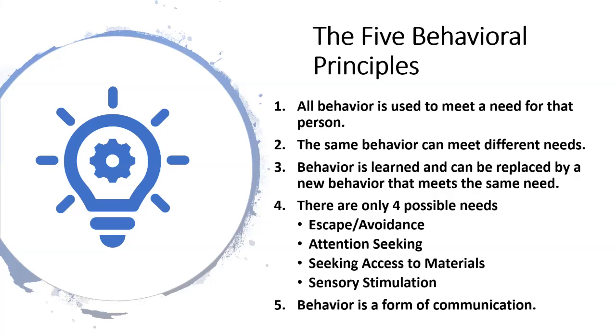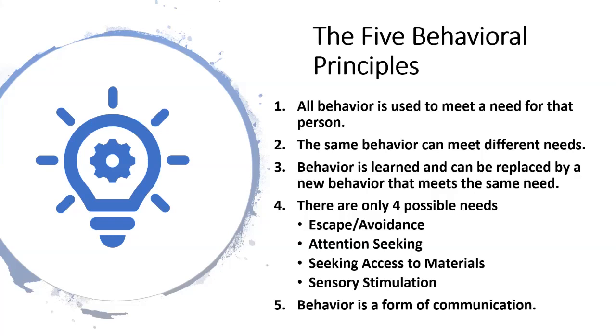Behavior principle 2, the same behavior can meet different needs. Let's take the example we just used. During center time, hitting was used to get the toy. The child also hits during circle. When she hits during circle, she's removed from circle and sits alone at a table. She uses the same behavior for different purposes. The second time she used hitting to meet the need of avoidance, specifically avoiding participating in circle time.